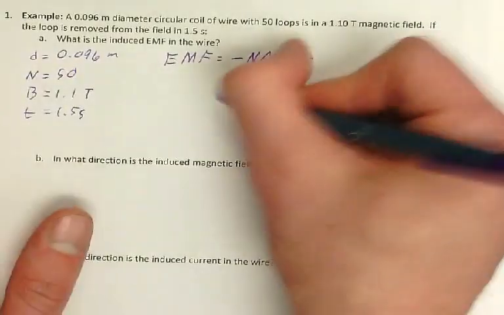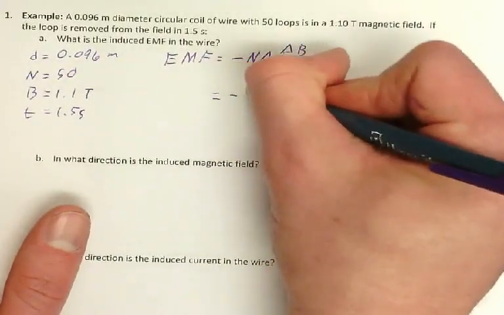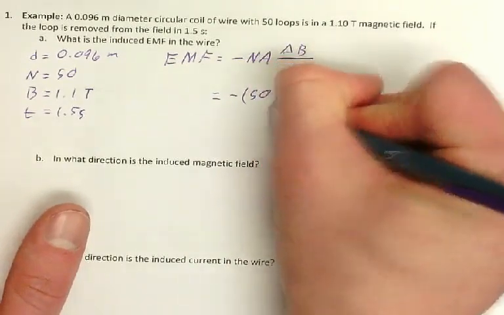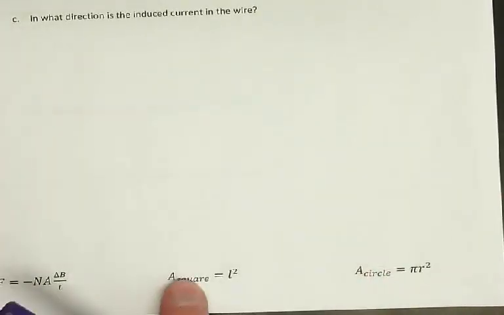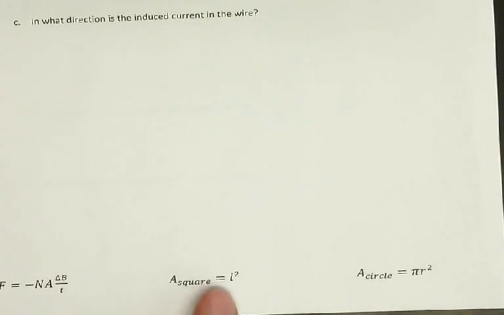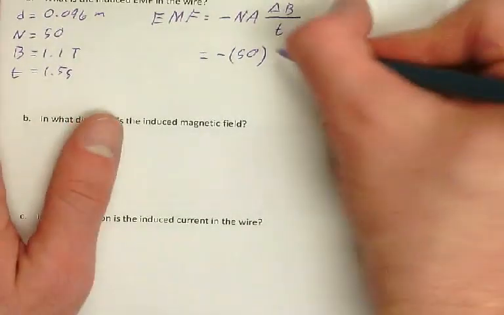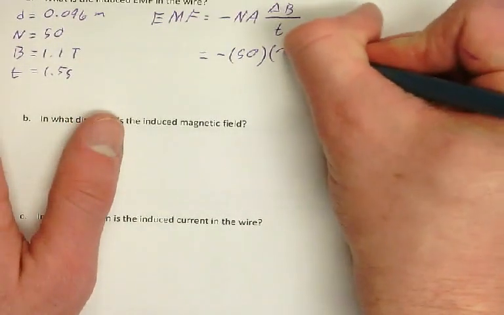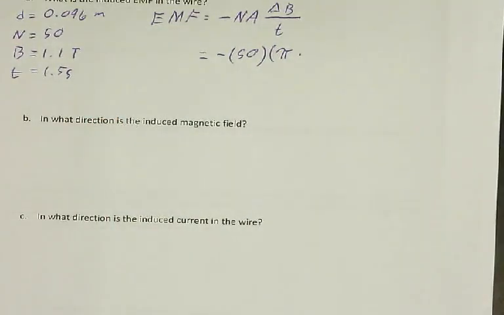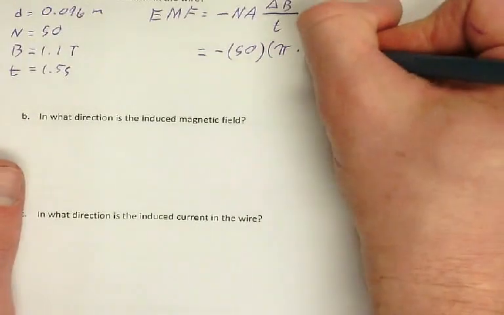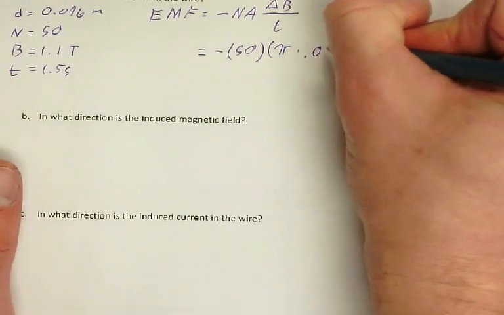N is the number of loops, which is 50. A is the area, and at the bottom I gave you the area equation. A circle is pi r squared, a square is length squared, and those are the two shapes we'll do. So the area is pi times the radius squared. The radius would be half of the diameter, sorry, 0.048.